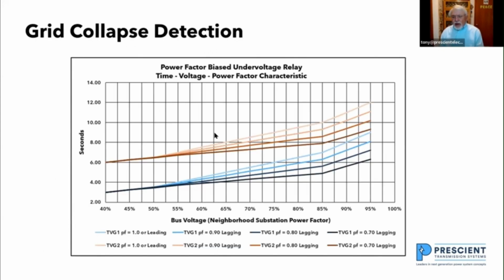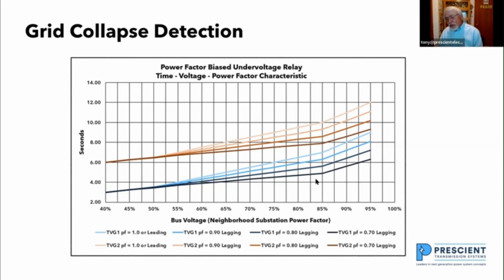So if I'm looking at the power factor biased under voltage relay settings, everybody's familiar with the time dials that you have for overcurrent relays. And the time dials on overcurrent relays have multiples of, or amperes of pickup. And so this is a voltage. So what I've got on the horizontal axis is the percent voltage. And what I've got on the vertical axis is the time in seconds. And this is showing two time dials. The first time dial operates in 3 seconds. The other time dial operates in 6 seconds.